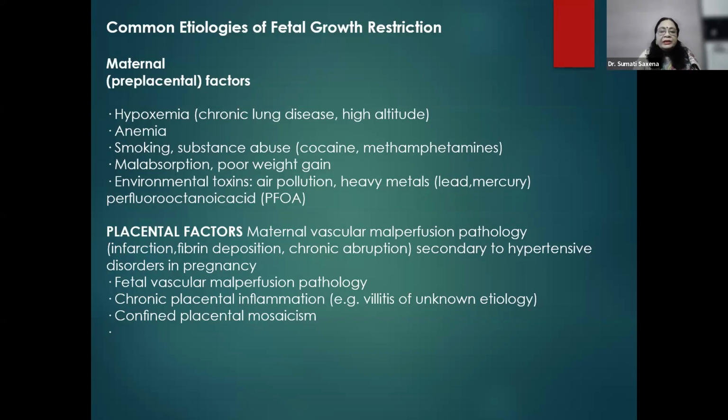In placental factors, like maternal vascular malperfusion pathology secondary to hypertensive disorders in women like PET, PIH, there are more chances of having FGR, especially because of the placental factor. And also there can be chronic placental inflammation, that is villitis of unknown origin, or there can be confined placental mosaicism.